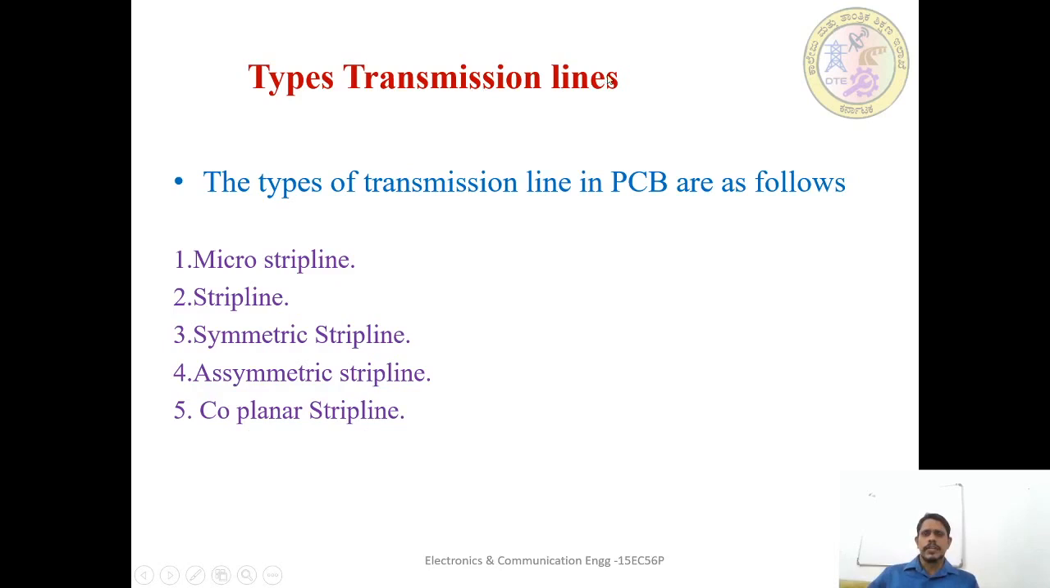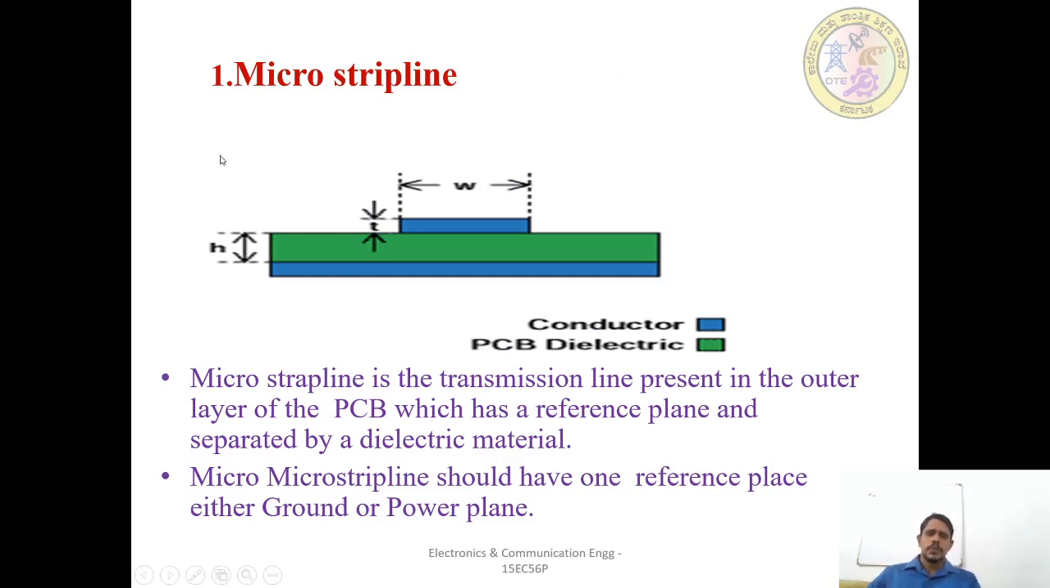Types of transmission lines. There are many types of transmission lines in the PCB. They are as follows: microstrip line, strip line, symmetric strip line, asymmetric strip line, and coplanar strip line are the main types of transmission lines that appear in the PCB. Now go to microstrip line.